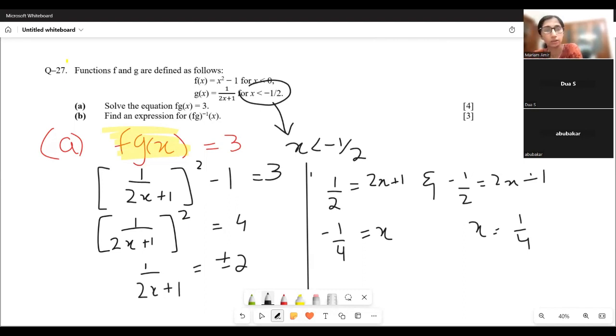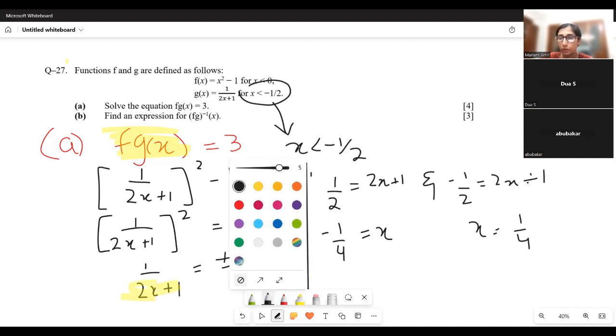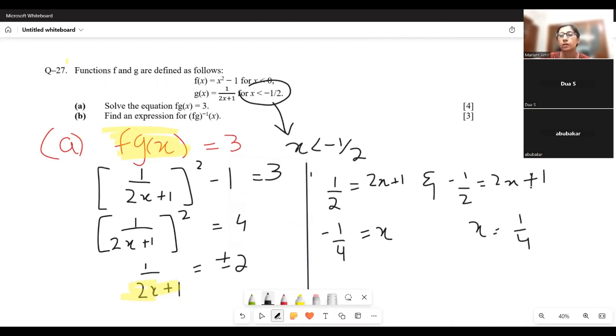Question number 27, part A. 2x. Oops, this is supposed to be plus 1. Why did I change it into minus 1? It was plus 1 only. So when it goes to the other side in the numerator, it's still plus 1. So that was my mistake. This is plus 1. So that would be minus half minus 1 divided by 2. It's minus 3 by 4.